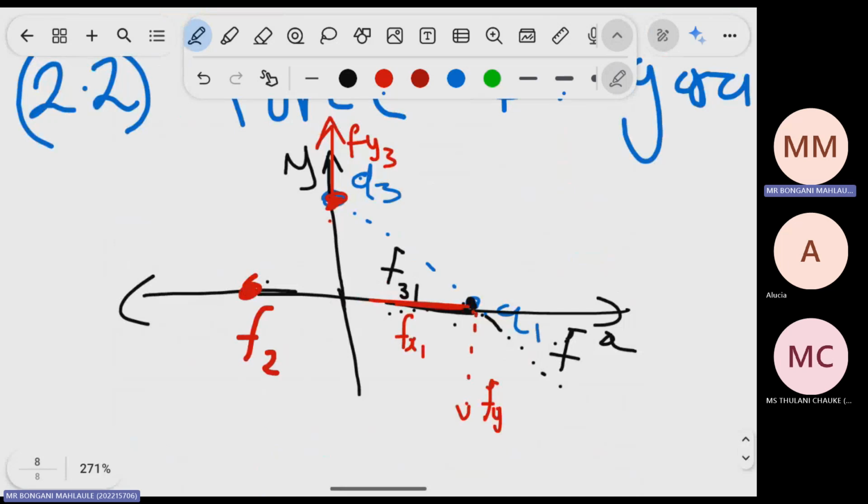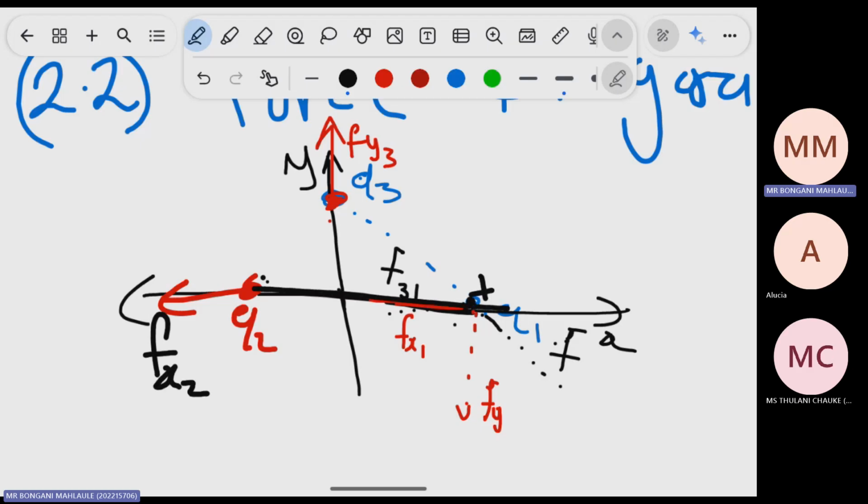This one is F2, Q2. So here we'll have our Fx2. All of them are positive, isn't it? So if all of them are positive, guys, where will be the y component? Let's focus on y2. Where will be the y component for Q2? They will both be here. I know the question didn't ask this part, but you must know it.